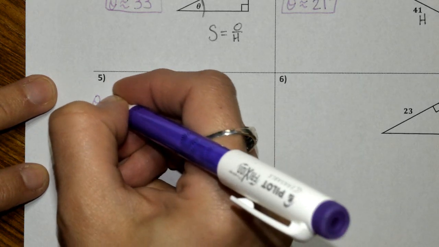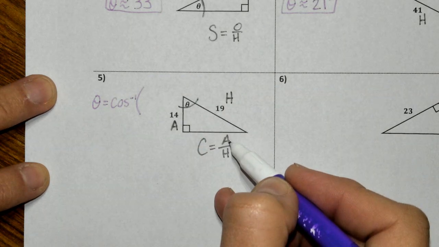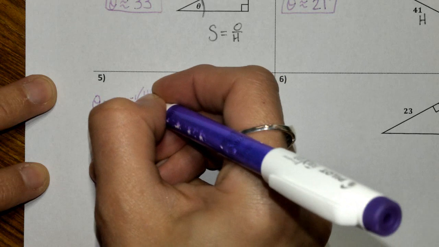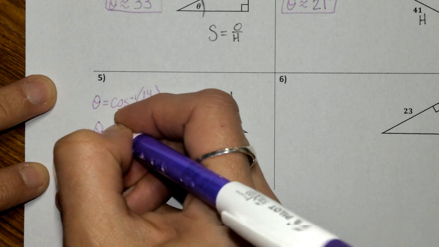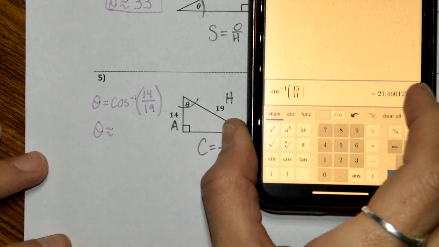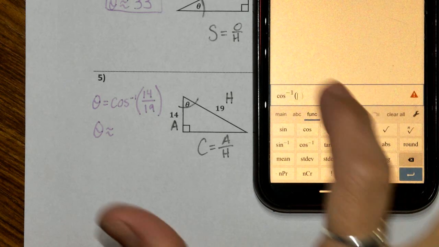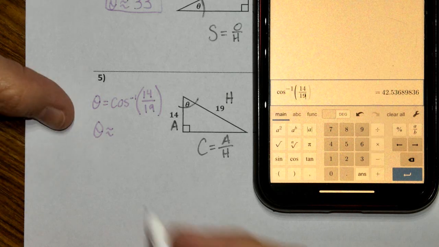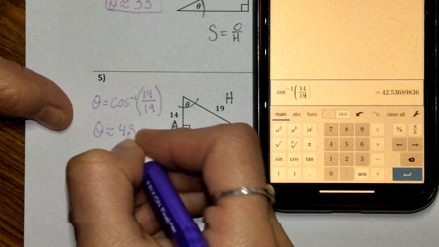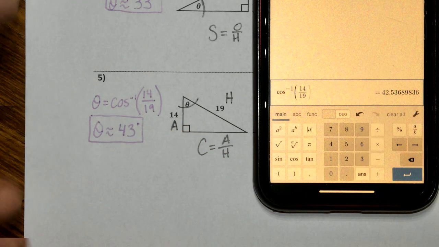So we'll take our theta is equal to the inverse cosine of adjacent, 14, over hypotenuse, 19. Go ahead and make sure that we see this in the calculator, just in case we need to. Function, inverse cosine, back to main, that A over B, 14 goes in the numerator, 19 in the denominator. So we're going to be at approximately 43 degrees now, because the 5 in the tenths place is telling us to bump that 2 up.